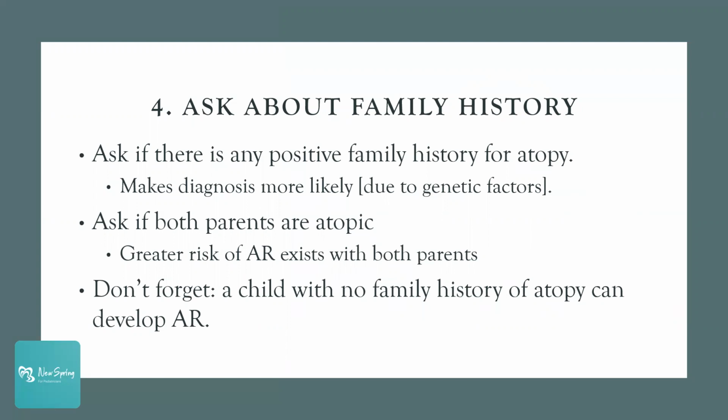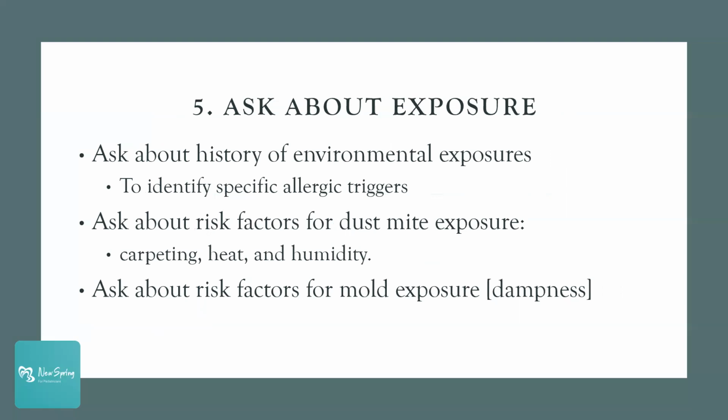And don't forget that a child with no family history of atopy can also develop allergic rhinitis. So if the whole family is free of atopy, this does not mean that the patient does not have allergic rhinitis. Ask about exposure. We're talking about environmental exposure to identify the specific allergic trigger. Ask about risk factors for dust mite exposure, for example, carpeting, heat, humidity. Risk factors for mold exposure, for example, dampness. So each exposure has risk factors that you have to identify and make sure you eliminate in your management plan.